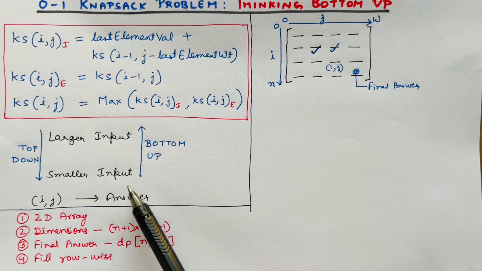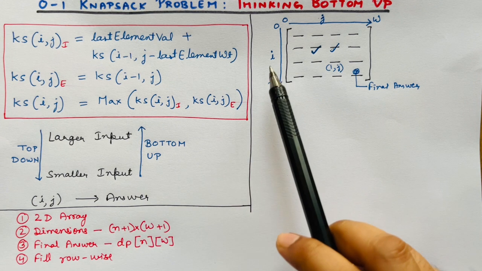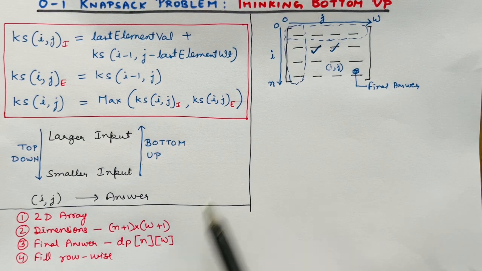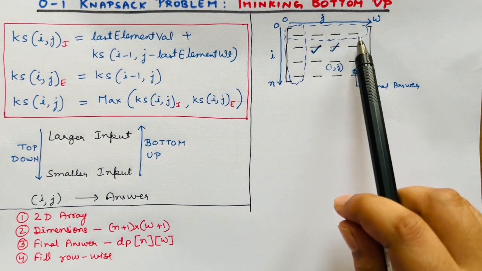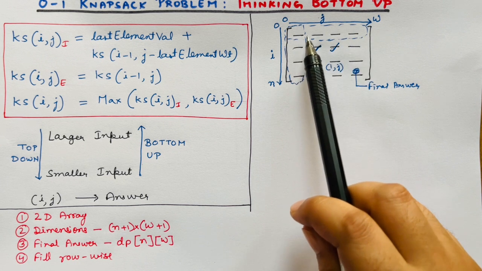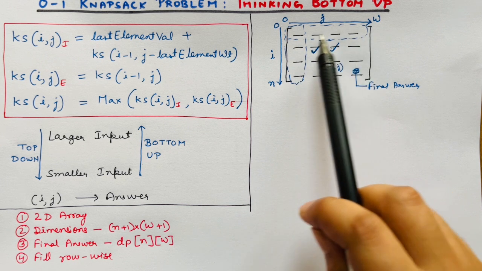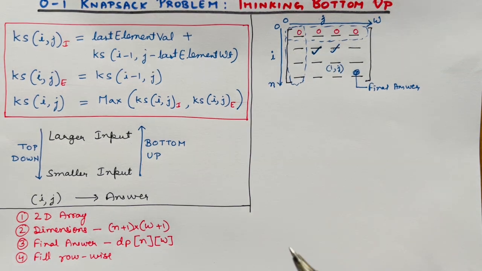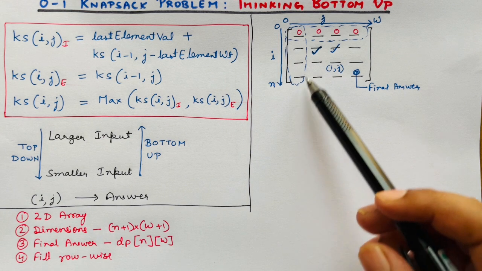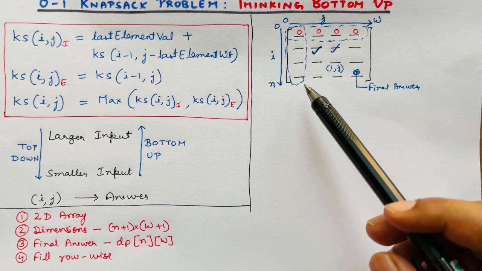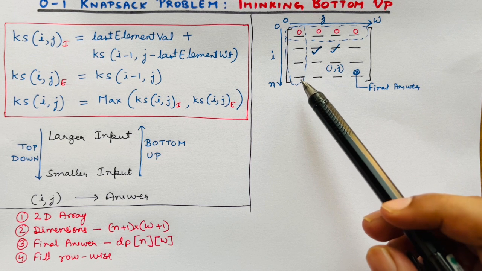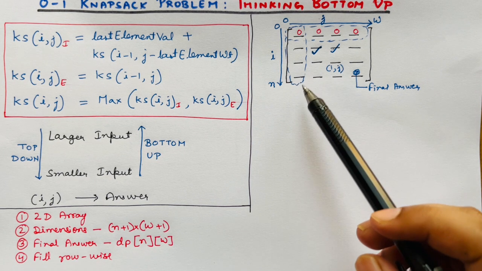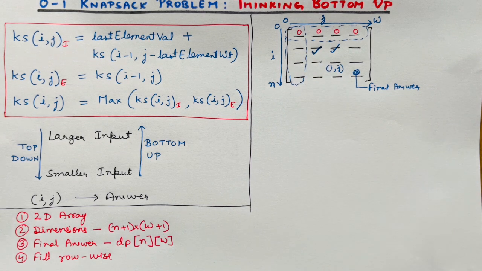And what do our smallest inputs mean? Our smallest inputs mean i is equal to 0 and j equal to 0. i is equal to 0 corresponds to the first row, and it also means that we have no items to pick from. That means the values here will be 0. Similarly, j is equal to 0 corresponds to the first column, and j is equal to 0 also means that the knapsack does not have any more spare capacity. Therefore, the values here will also be 0.